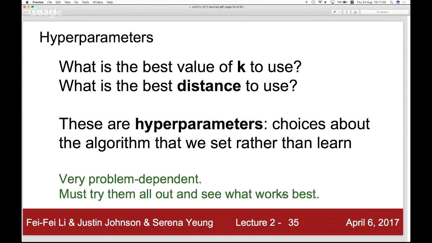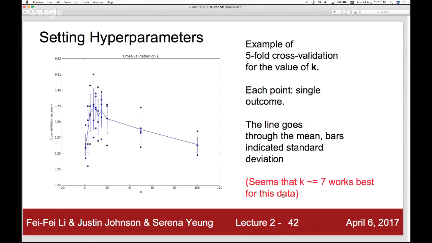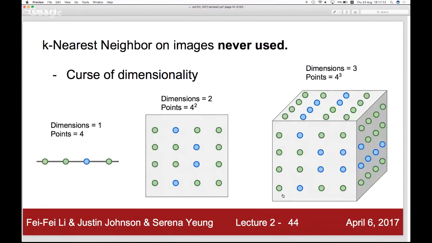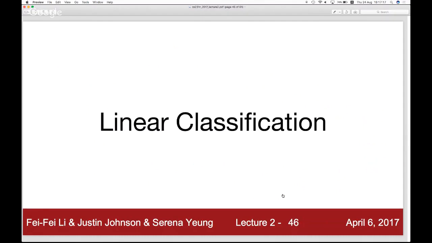All right. So I think we went over hyperparameter settings, so I'm not going to go through this part. And we talked about the curse of dimensionality. So we're going to talk about the next part, which is linear classification. That's the new topic for today.